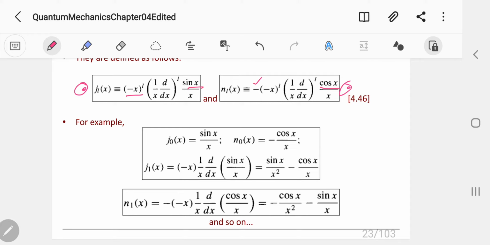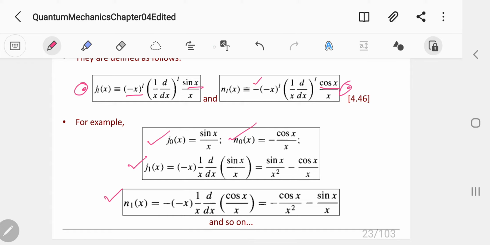So if you generate j0, j1, n0, n_L, and so on, you will have this. For j0 of x, it is sine x over x, n0 of x would be negative cosine x over x, j1, and of course n1 here.